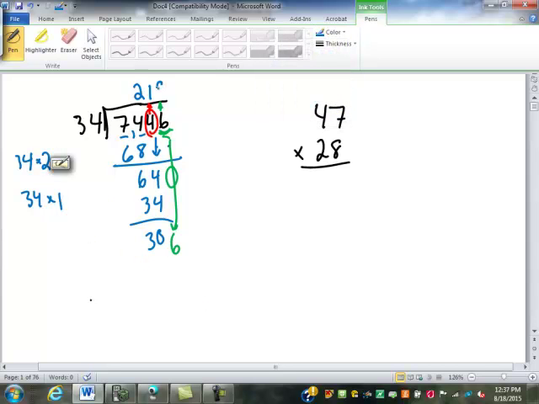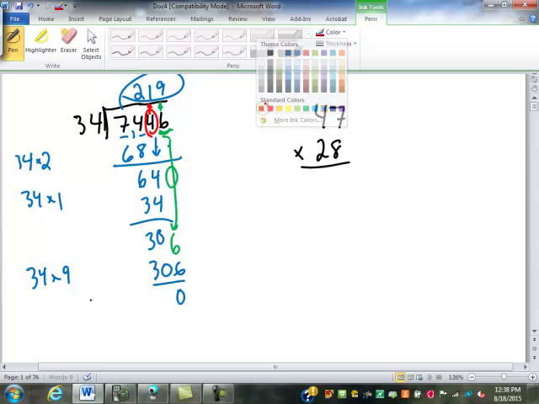9 times. 34 times 9 actually ends up being exactly 306. So we have 0 left over. So 7,446 divided by 34 is 219. How many of you had that? How many of you used a calculator? Good deal.